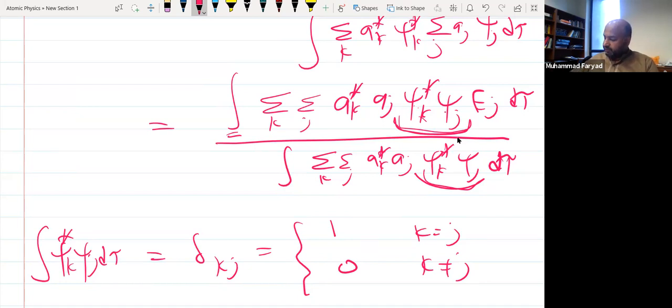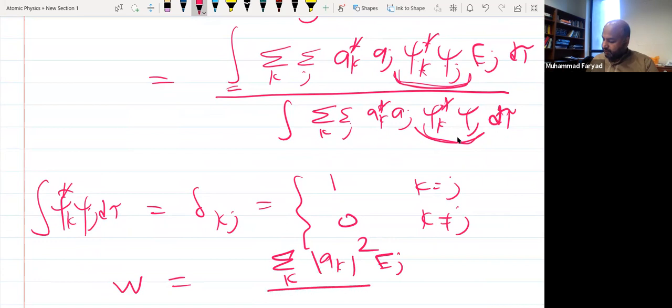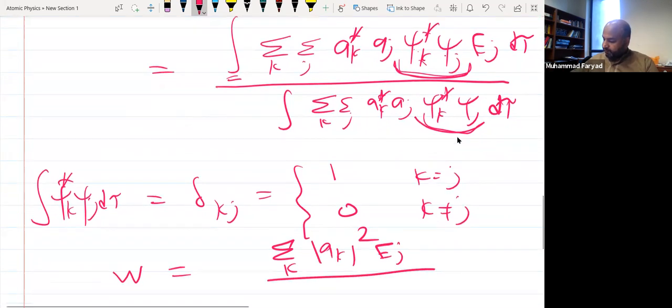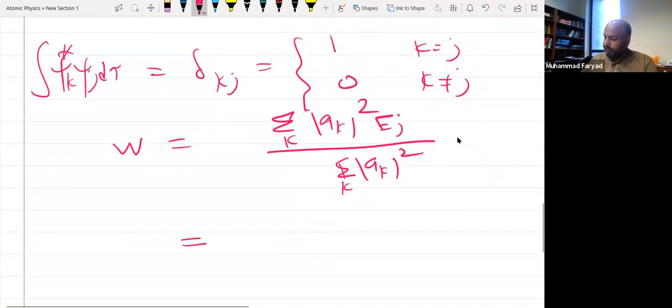Similarly here, which means that I can write this W as sum over k. Now k is equal to j because all other terms have gone to 0. So this becomes ak mod square into ej divided by sum over k ak mod square. Now this is ek because k was equal to j.